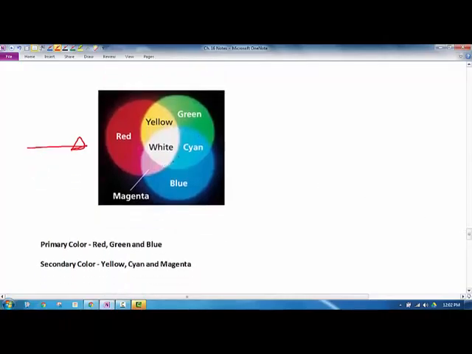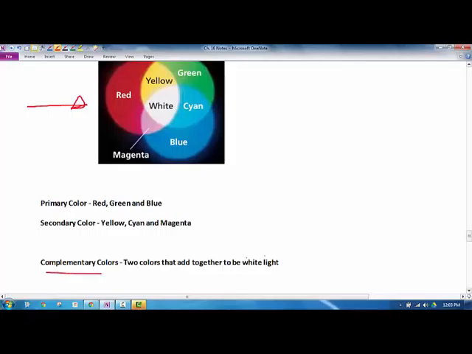The other term to know is complementary colors. These are two colors that add together to be white light. So for example, cyan and red would be two complementary colors. Because if you had cyan frequencies and red frequencies, cyan contains the frequencies of blue and green, and therefore this really equals blue and green frequencies. So together you get all the frequencies necessary to make up white light.